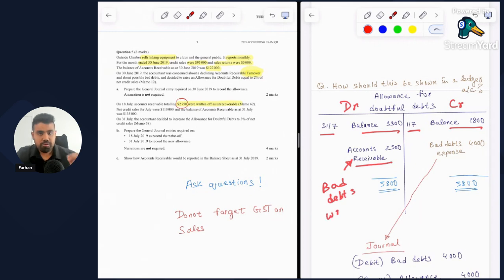Now, what's the logic here? The allowance for doubtful debts account by default is a credit account, which means when we increase the allowance for doubtful debts, we have to credit it, and when we decrease it, we have to debit it. So allowance for doubtful debts is a record of the possible amount of bad debts that we may have. So this is like a provision.